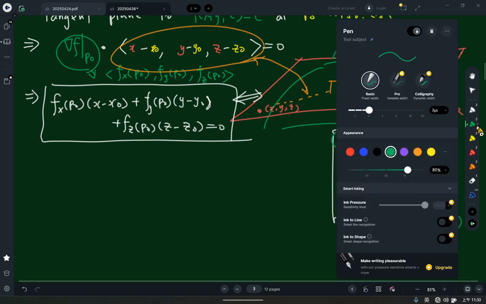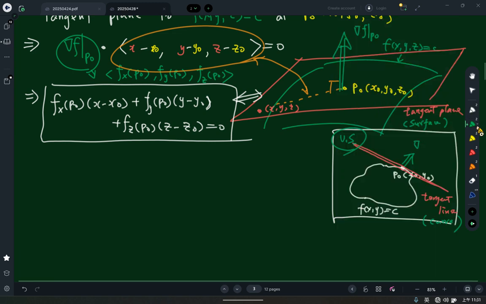This is the gradient of f at p0. But of course, this gradient vector just has two elements, x and y, but this gradient will have three elements. Okay?